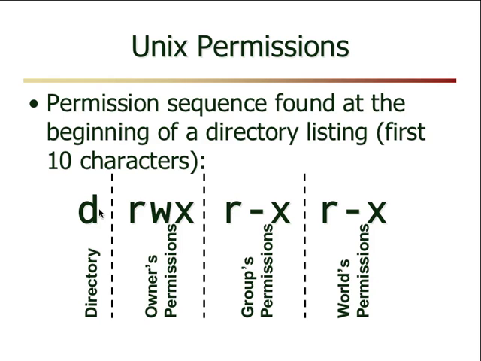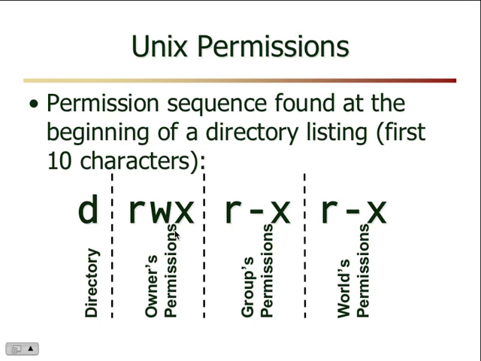Some files are directories and some aren't. Sometimes you see a D, which means that file is a directory. Otherwise you see a dash, which means it's not a directory. Point is, it's either set or it's not set. And then we have owner, group, and world permissions. Some people call world public or other.